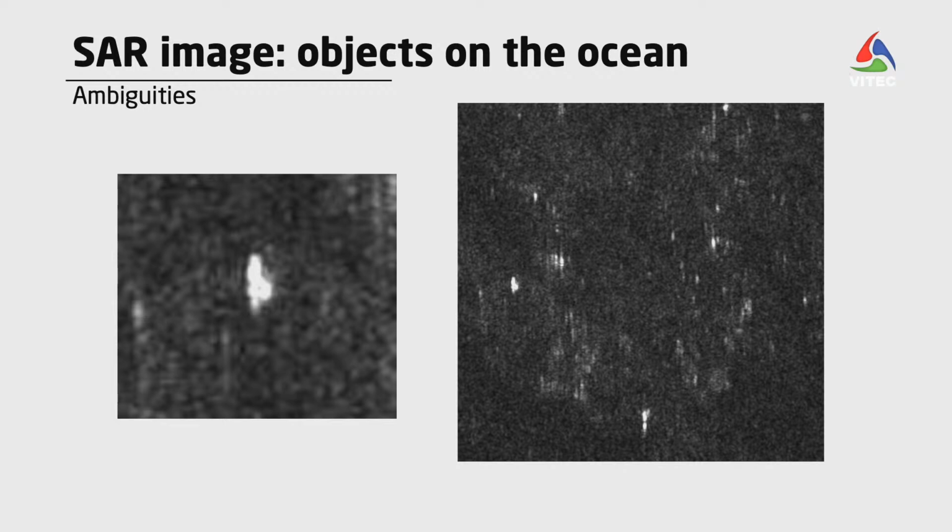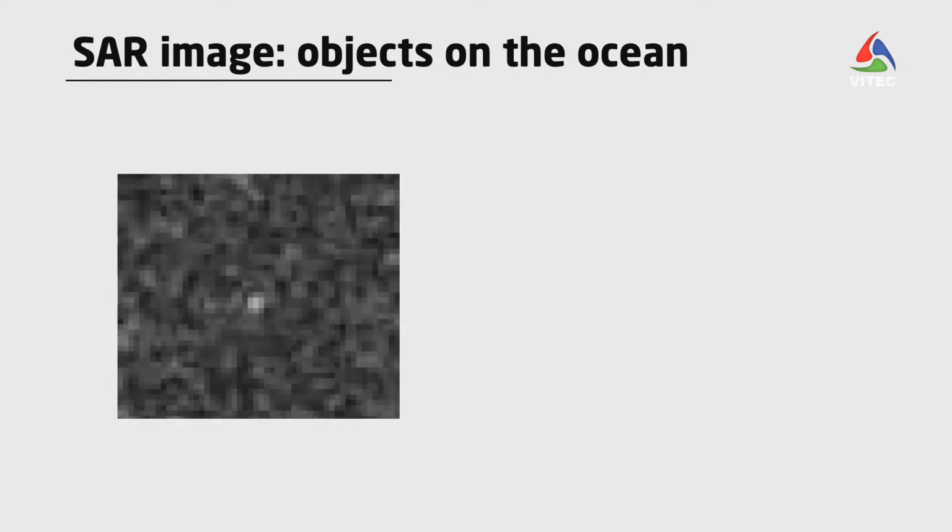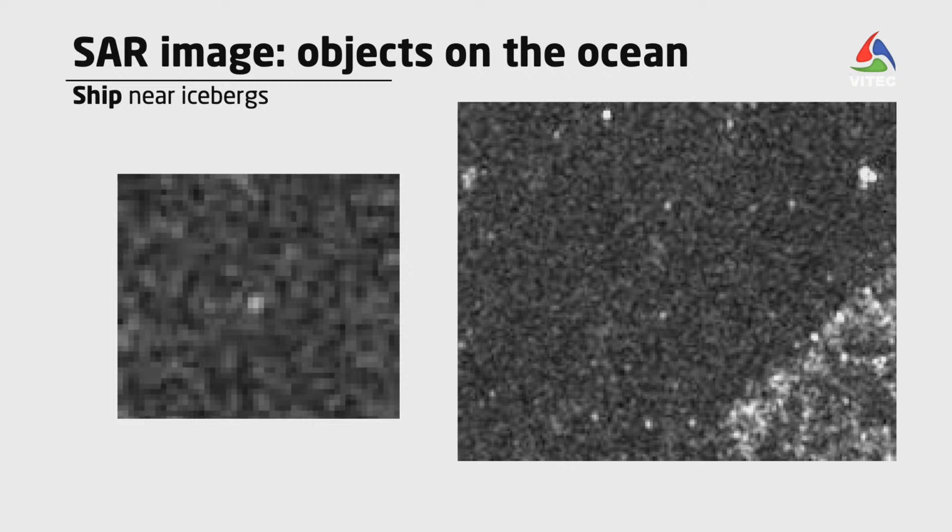Here, if you do change detection, you would actually be able to see this because it will show up every 12 days in the same image. But if you take the image just before or just after, it would be gone, and then you'd probably say this is a ship. This one, any guesses? That is a ship, and that is a ship near icebergs.